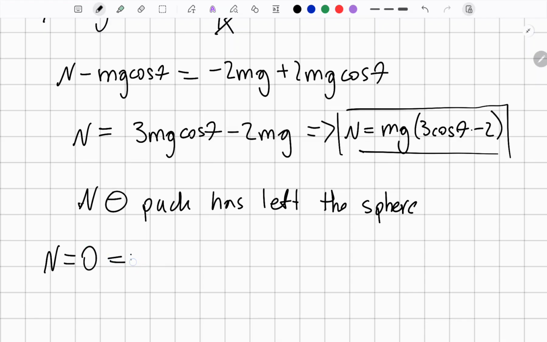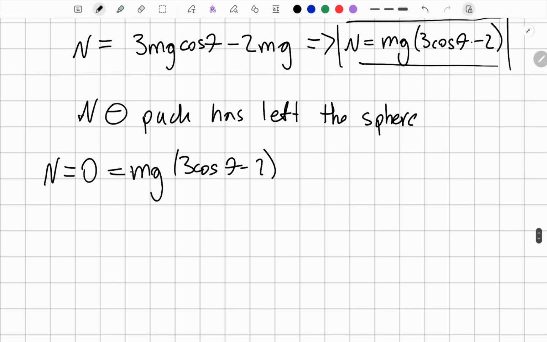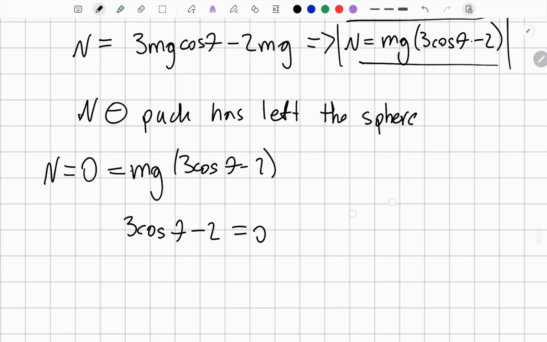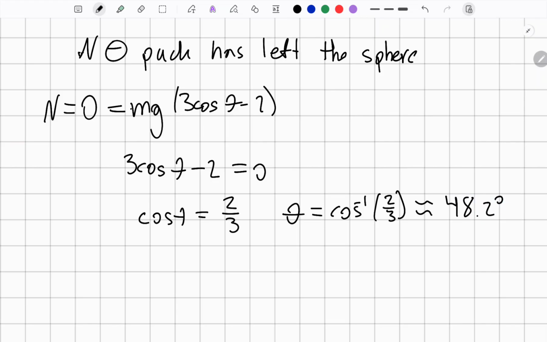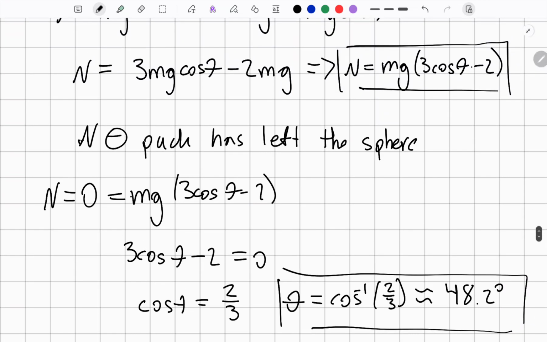So using that equation that we just found, we know that our mass is not zero and gravity is not zero. So we can divide out by that. We're going to end up with 3 cosine theta minus 2 equals 0. So cosine theta equals 2 over 3. Theta equals the inverse cosine of 2 over 3, which turns out to be about 48.2 degrees. So this is the point at which the puck will leave the sphere.